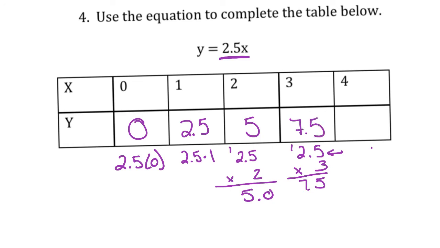And number 4 would be 2 and 5/10 times 4. 5 times 4 is 20. Bring the 0 down, carry the 2. 4 times 2 is 8, plus the 2 is 10. Still, the 5 is the only number behind the decimal, so this answer is 10.